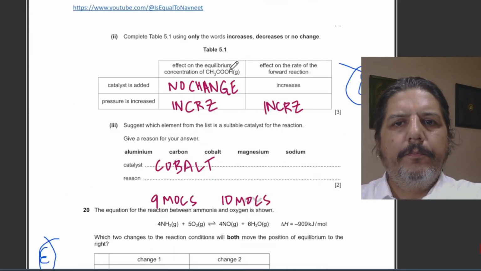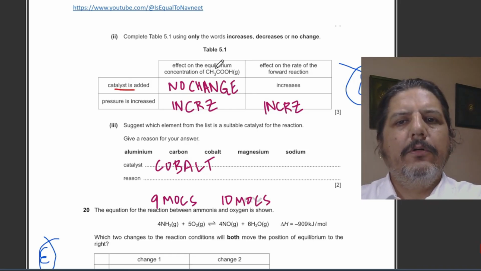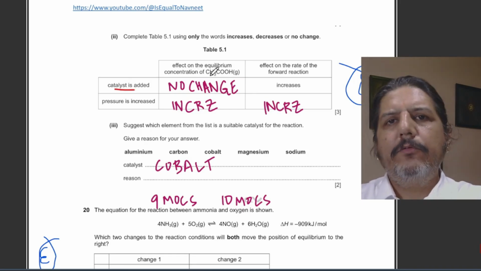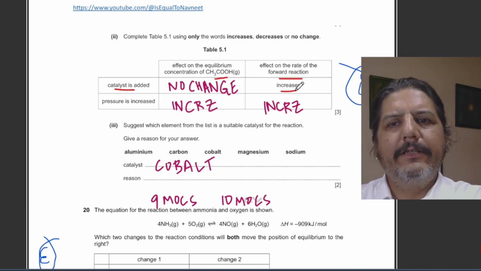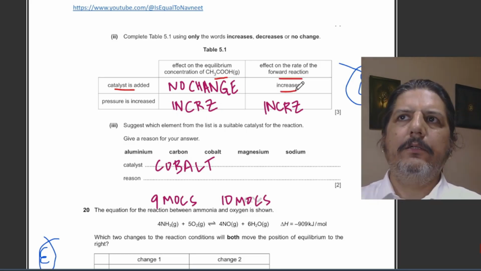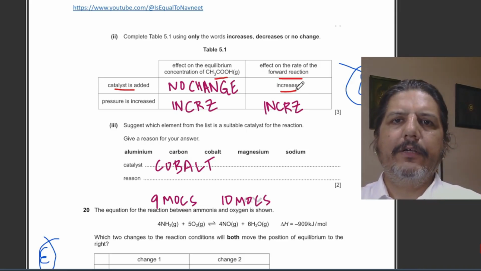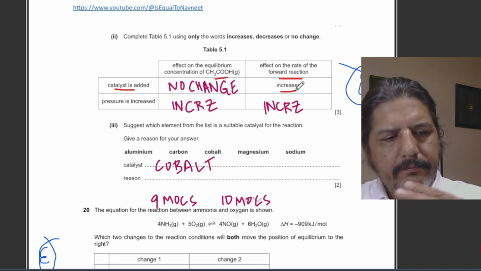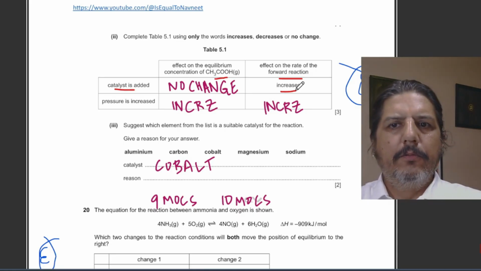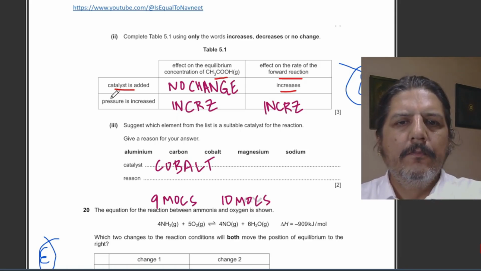Okay, now we are talking about catalysts. What happens when a catalyst is added to the equilibrium? See, the concentration of the product won't change. It is only the rate of forward reaction that will increase. Basically, the equilibrium will be reached faster. This is the only effect the catalyst has. The catalyst won't have any effect on the concentration, just that the equilibrium will be reached faster. The rate of the forward reaction and the rate of the reverse reaction will both increase.